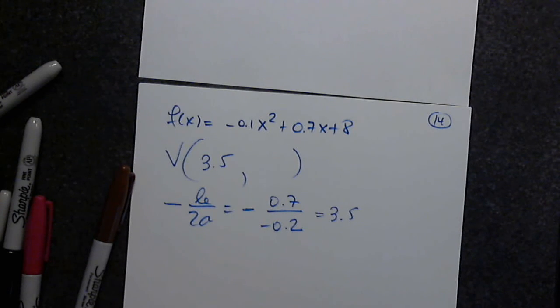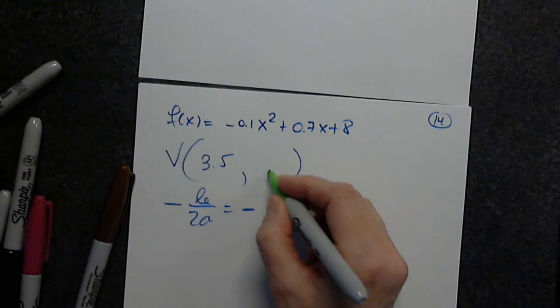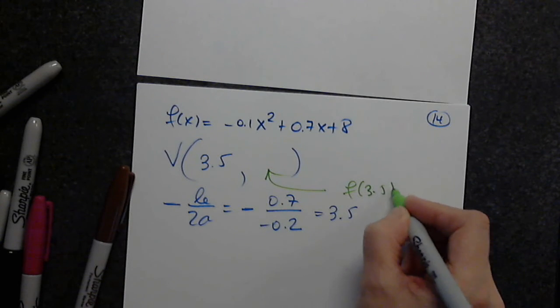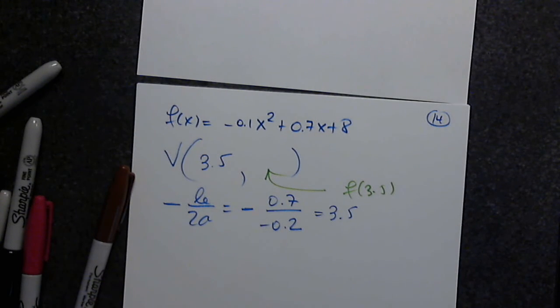I guess you're going to put that 3.5. Exactly. This is f of 3.5. I will use my calculator to see what that is. -0.1 times 3.5 squared plus 0.7 times 3.5 plus 8. I get 9.225.